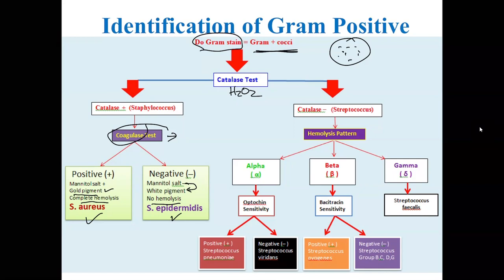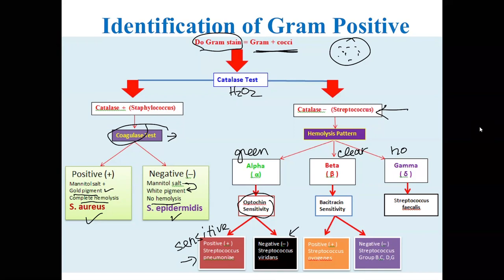Now for the strep species, the first thing that we're going to do is look at their hemolysis pattern. Alpha is green, beta is clear, and gamma is no breakdown. So there's no blood breakdown. If you have something green and you want to see if you have strep pneumonia or one of these viridans, you add an optochin disc to it. If it's sensitive to the optochin disc, then it's positive. If it's not sensitive, it's negative.